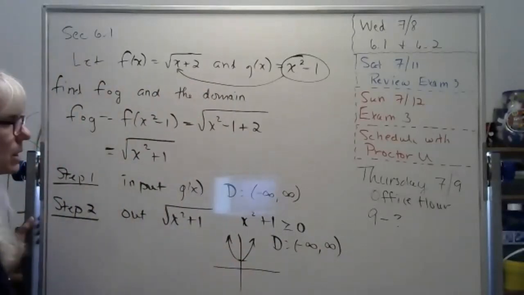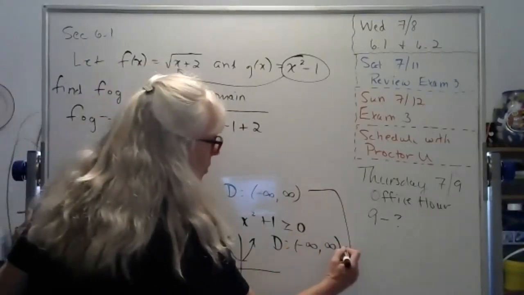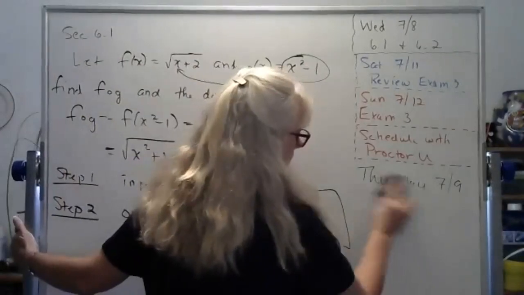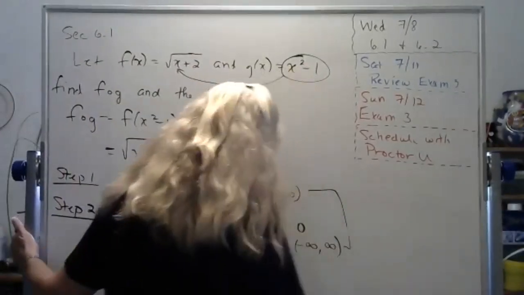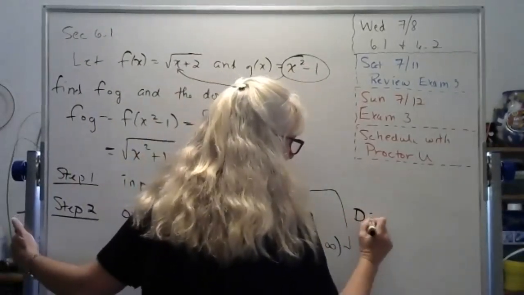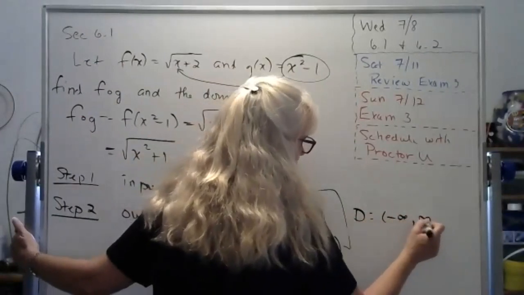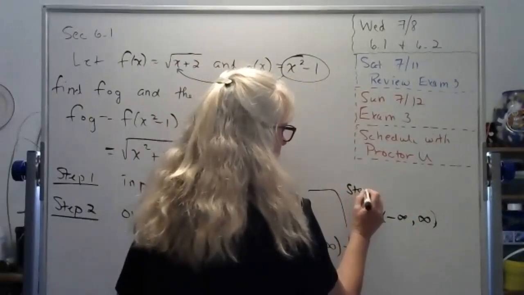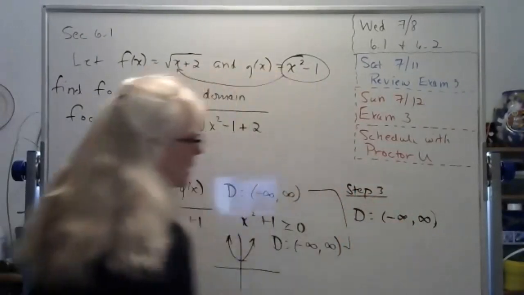So then in step 3, the domain of the function would be a combination of these two. So we can simply say that our domain is going to go from negative infinity to infinity. So there's a lot of analysis that has to go on to figure out these domains. So step 3, negative infinity to infinity.